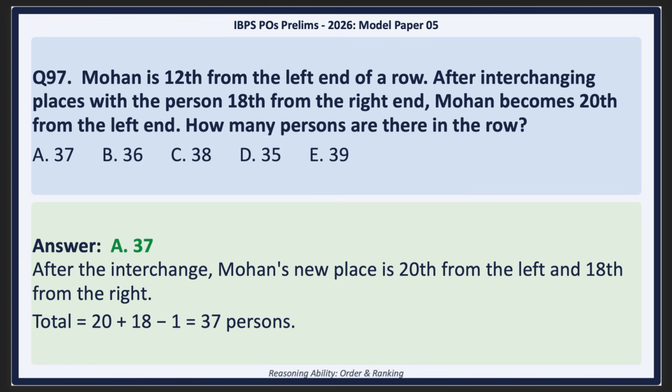Yep. After the swap, Mohan is sitting in a physical chair that we know is 20th from the left, and we know that exact same chair used to be 18th from the right. So 20 plus 18 is 38. Minus 1 gives us 37 total persons.